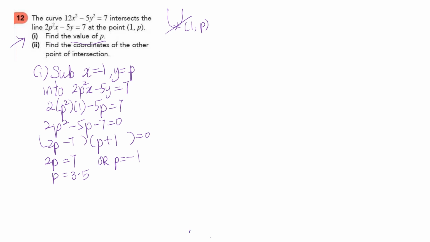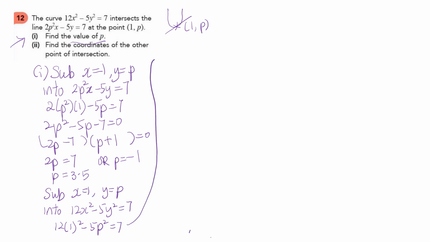So we're going to substitute. Negative 5 divided by negative 5 gives you 1. So p can be positive 1 or p can be negative 1.